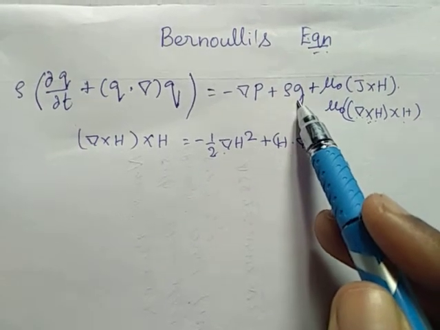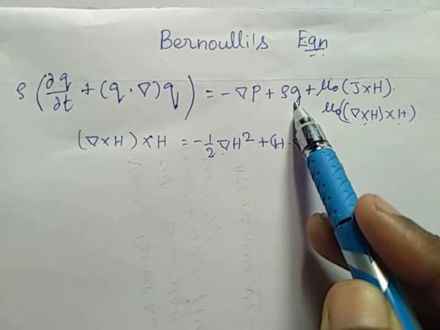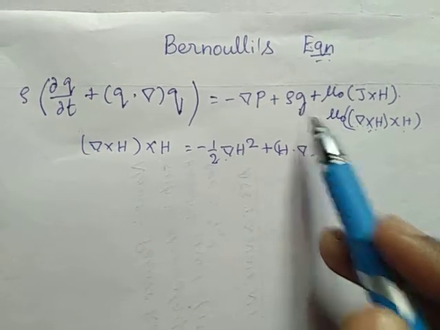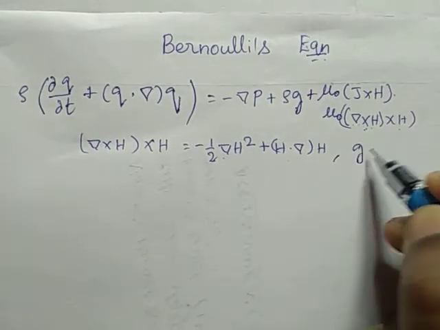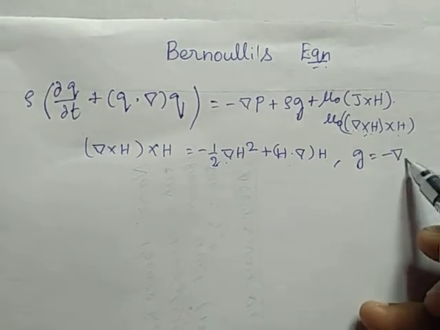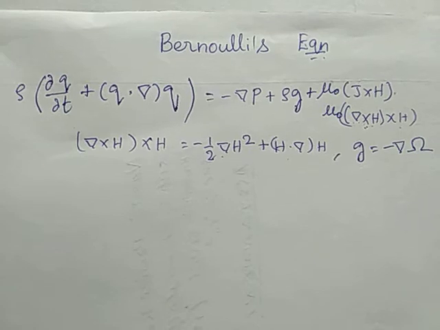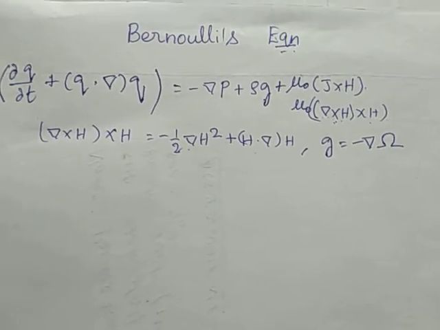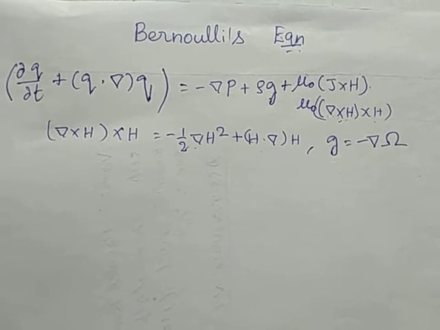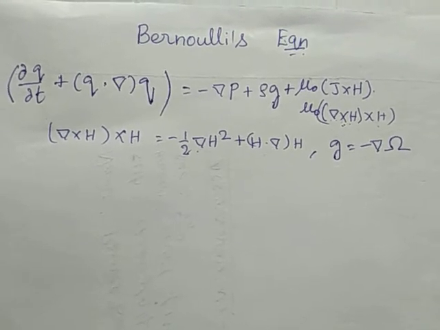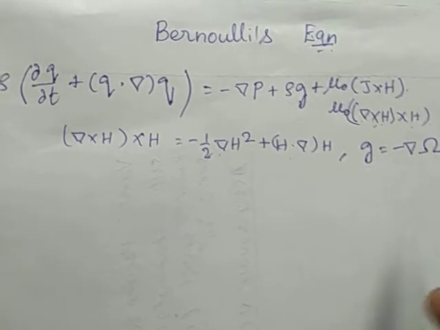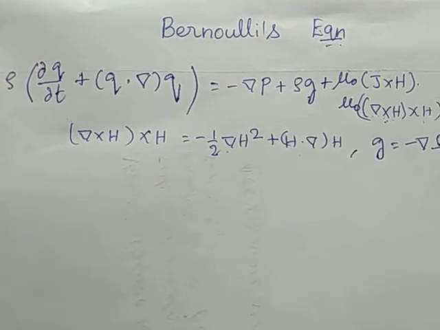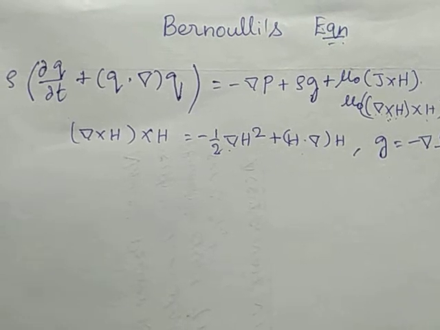Also G is acceleration due to gravity, and we can write G as minus del omega, where omega is gravitational potential. Since G is conservative, we can write G as minus del omega. This we have also seen already. Now this equation 1 can be reduced to this form.